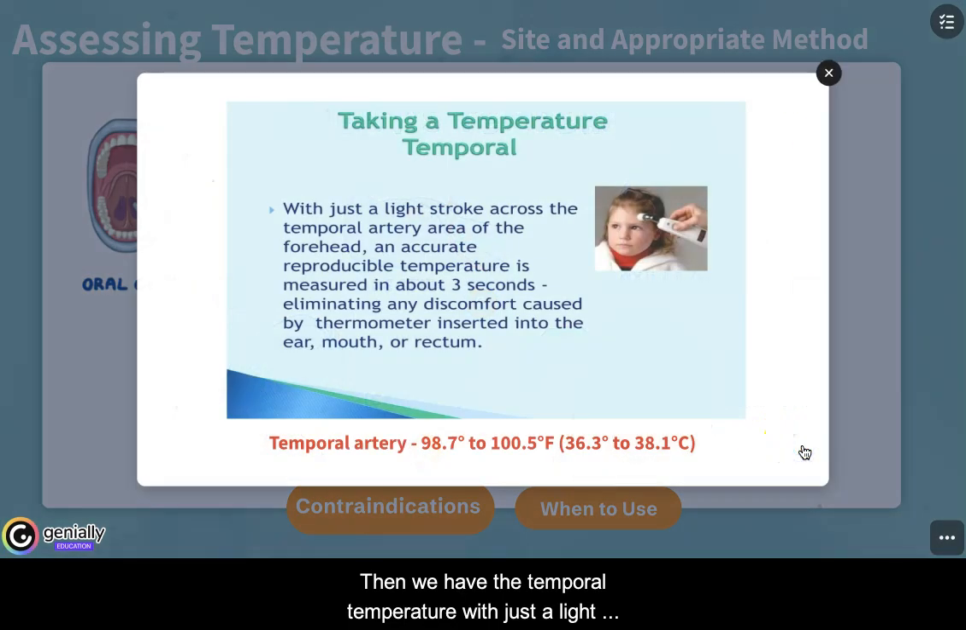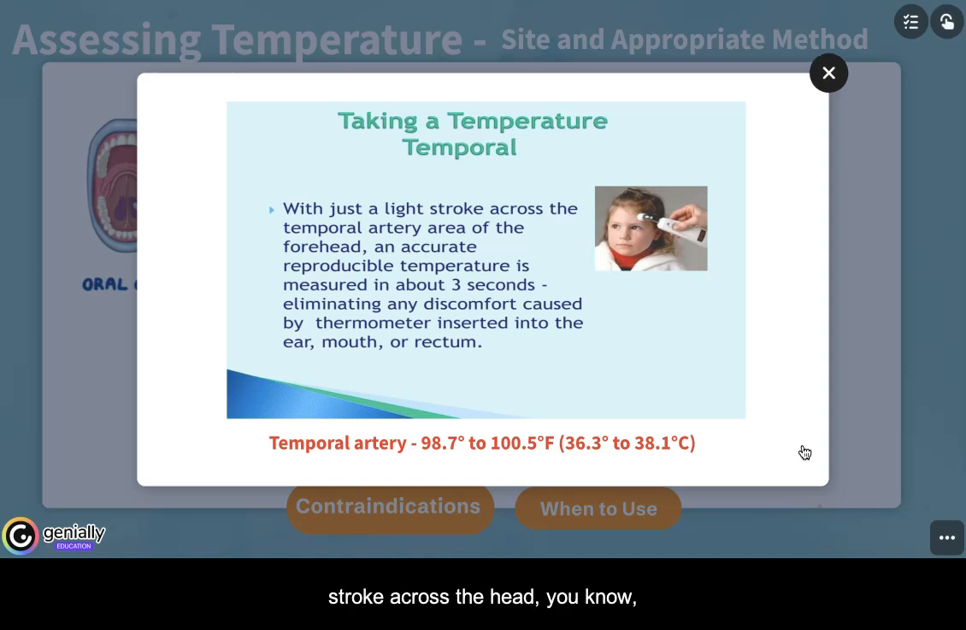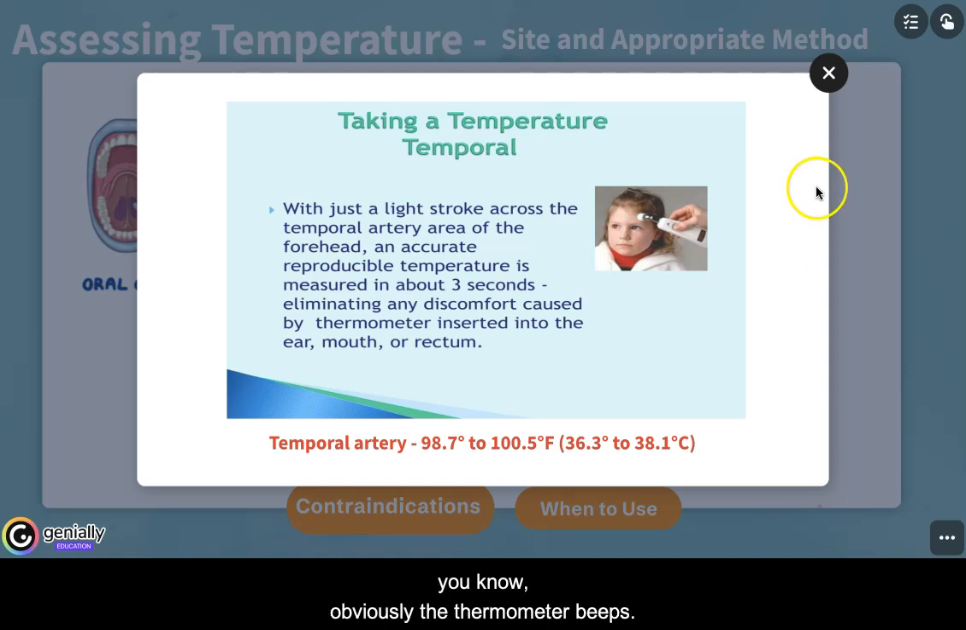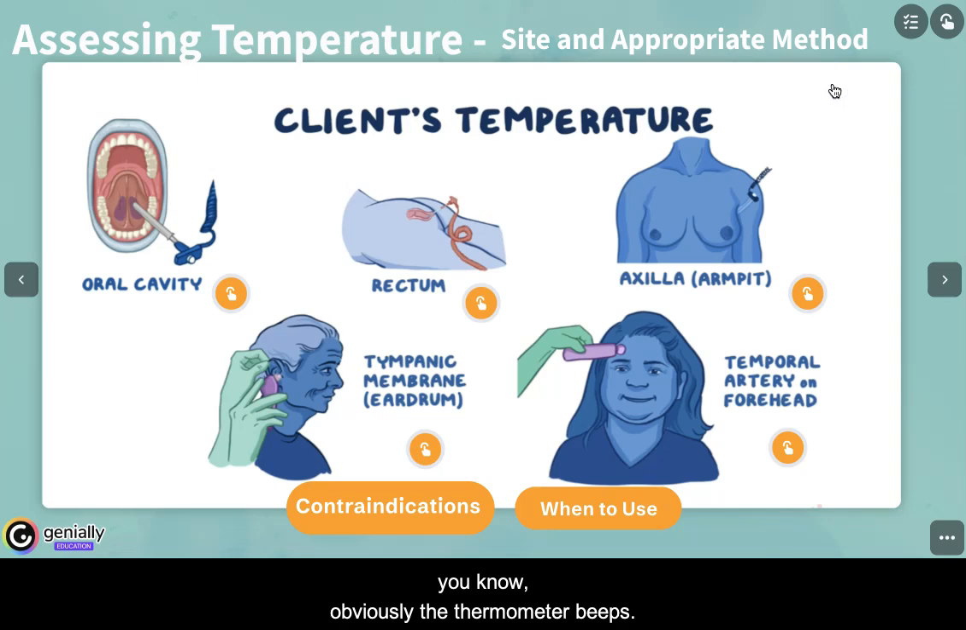Then we have the temporal temperature, with just a light stroke across the head, over the temporal artery of the forehead. An accurate, reproducible temperature can be measured in about 3 seconds, or until, obviously, the thermometer beeps.